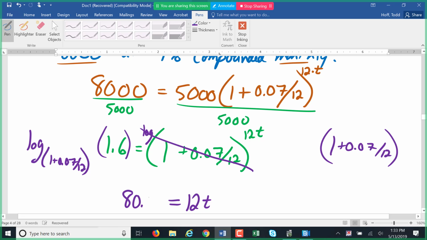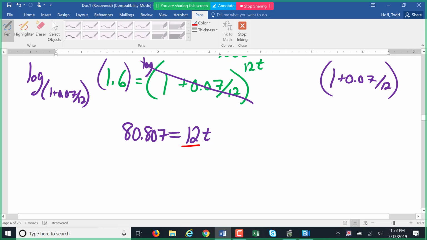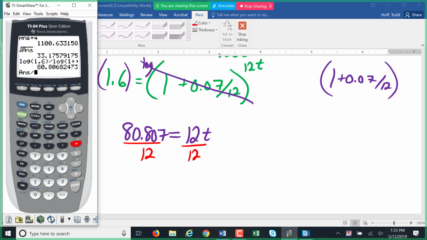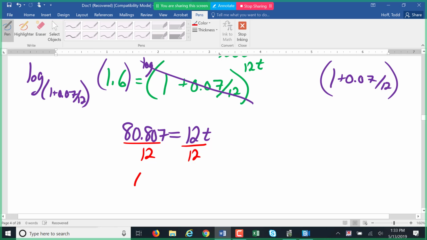80.807. And we finish that off by dividing by 12. 6.734. And of course, t is years, so that's 6.734 years it would take to grow from 5,000 to 8,000 at that rate.